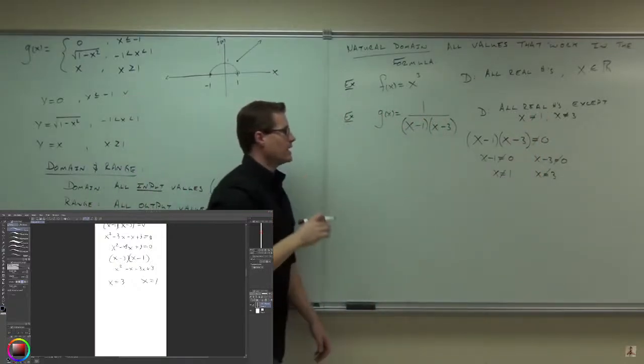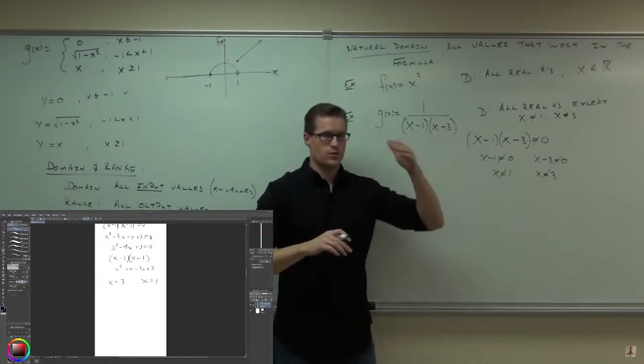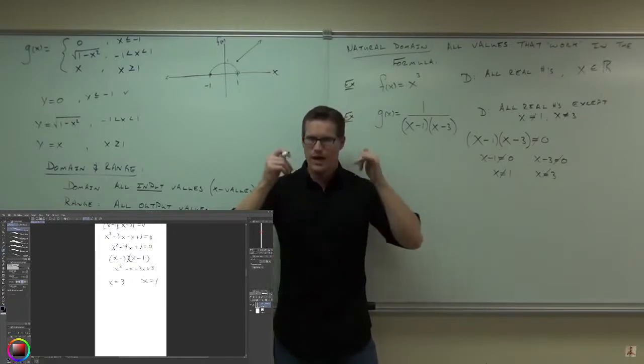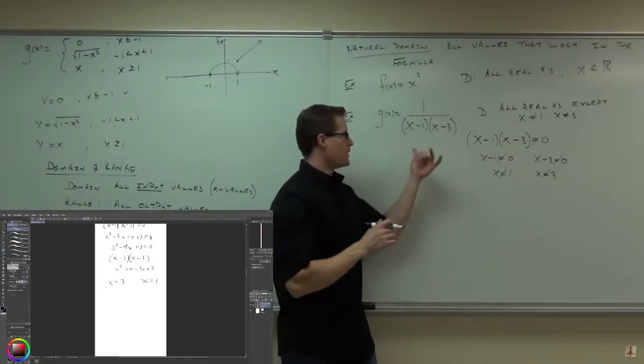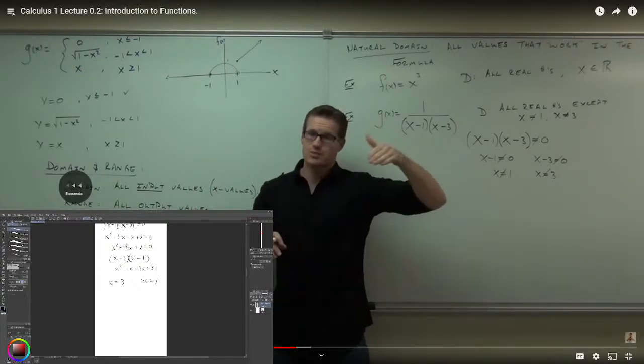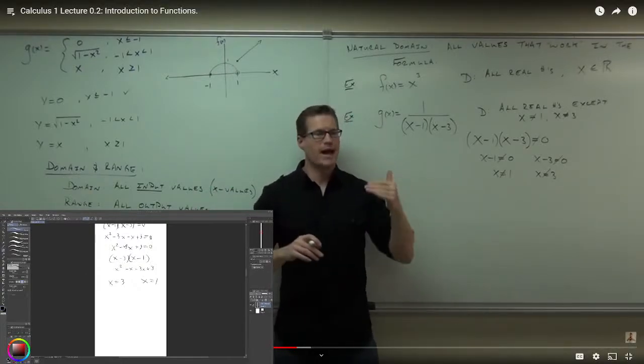We're going to find out later that what these things are, if you cannot simplify them out of your function, those are going to be asymptotes, vertical asymptotes. So this is not going to be defined at x equals 1. It's not going to be defined at x equals 3.